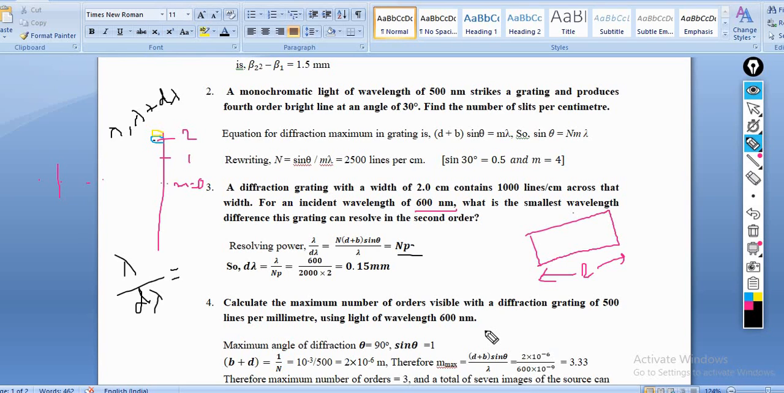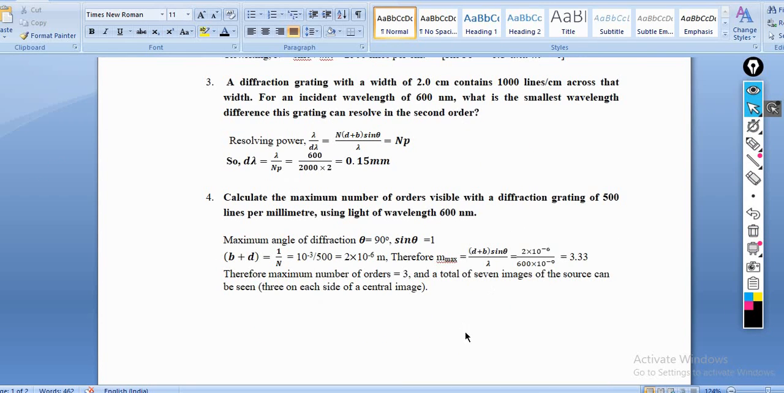What you have to find: one wavelength, lambda, is given, but you need to find lambda plus d lambda. To find that, one needs to calculate d lambda. Rewriting the relation lambda by d lambda equal to N into p, we can write d lambda is equal to lambda by N into p. Lambda is 600 nanometer, the lines are 2000, and the order is 2. Rearranging, one can get d lambda. Then you just add it to get the second wavelength.